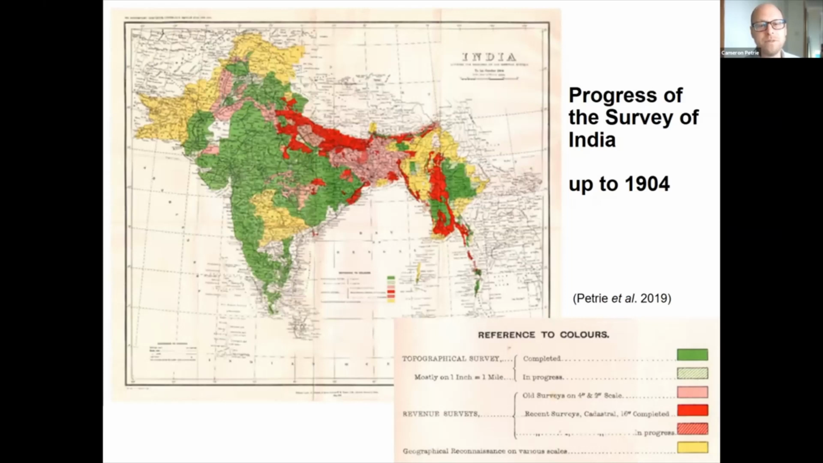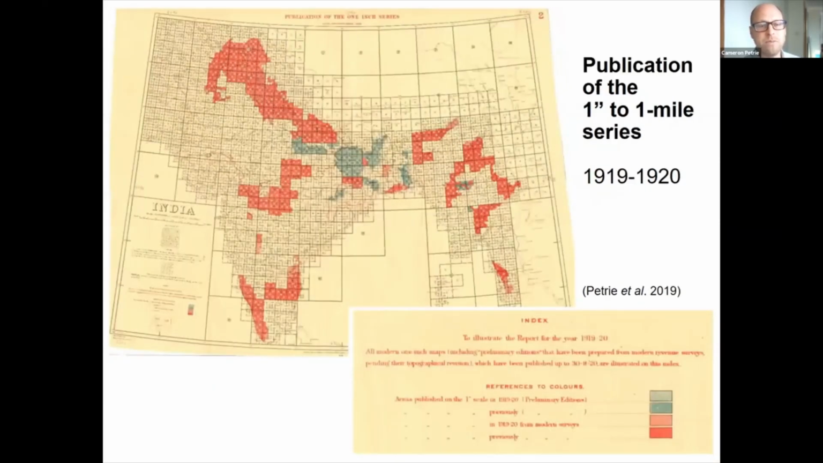And then what happened subsequently in the early part of the 20th century was that there was a specific move to actually publish the outcomes of these surveys. So we saw the combination of the topographic and the revenue survey information and the progressive, gradual publication of these map series over time. The Survey of India published map sheets that show the progress of the surveys and the degree to which they were resolved at different points in time, in real time.